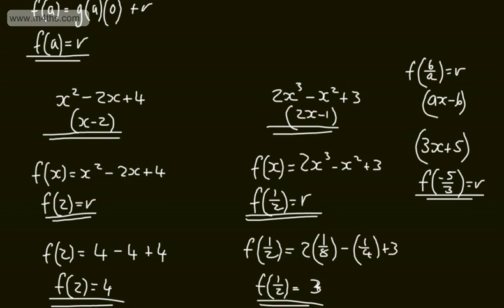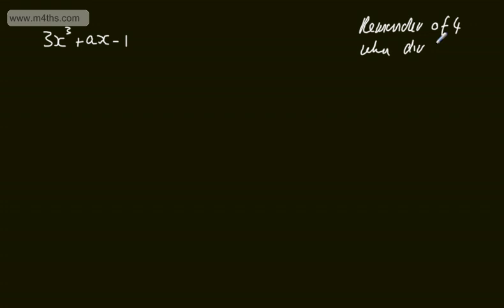Okay, let's do another example. In this one we'll take a cubic function. So let's go ahead and get another cubic function, and we'll have 3x cubed plus ax, where a is a constant, and then we'll subtract 1. Now we might be told that this has a remainder of 4 when divided by a linear factor, and I'll just jot this down, let's go for x minus 1. We need to find the constant a. So find the value of a.